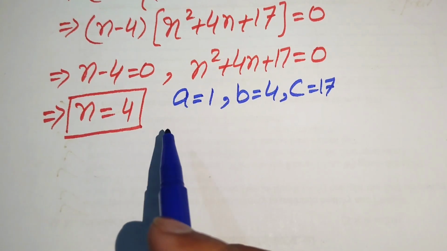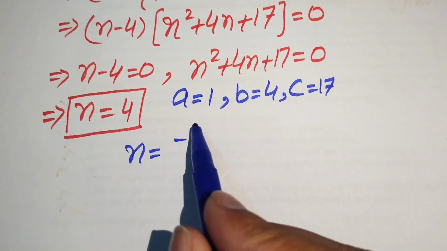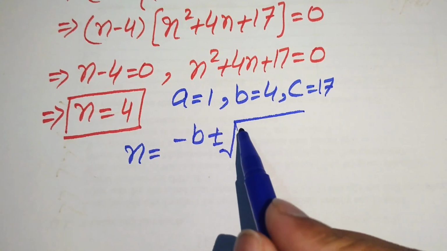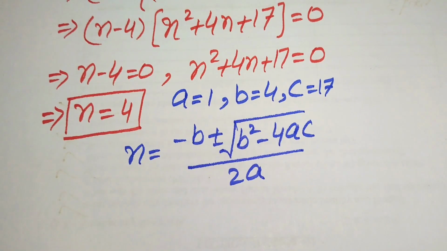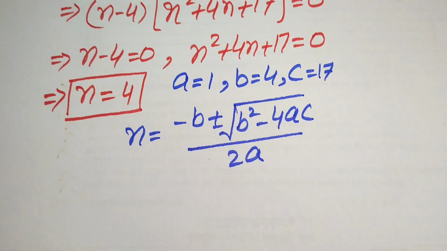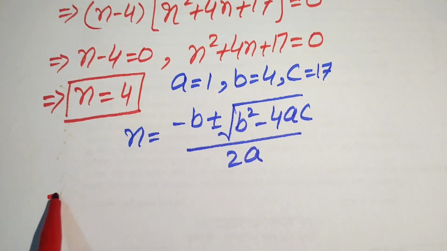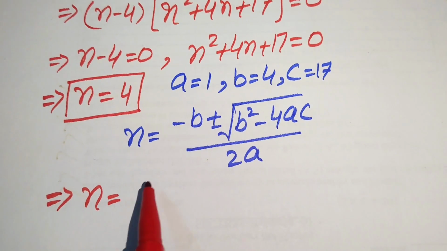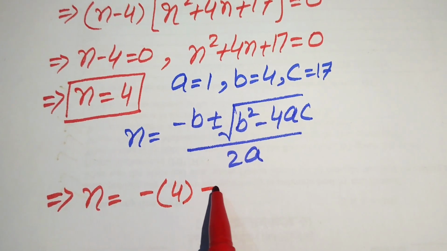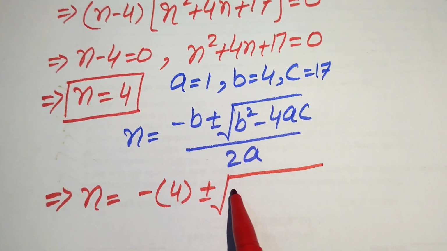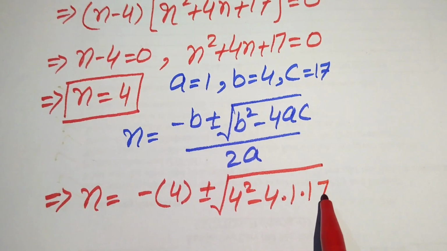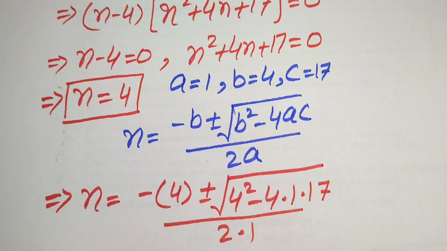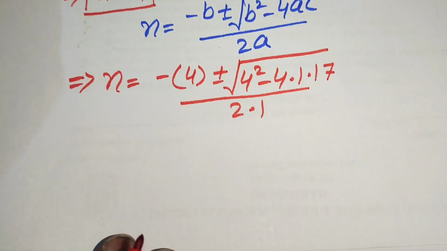And we know the quadratic formula. It is stated as n equals minus b plus minus square root of b squared minus 4ac, divided by 2a. Now we substitute the values of a, b and c in this formula, and it will be written as n equals minus b, and the value of b is 4, plus minus square root of b squared, 4 squared, minus 4 times a which is 1 and c which is 17, divided by 2 times a, and our a equals 1.